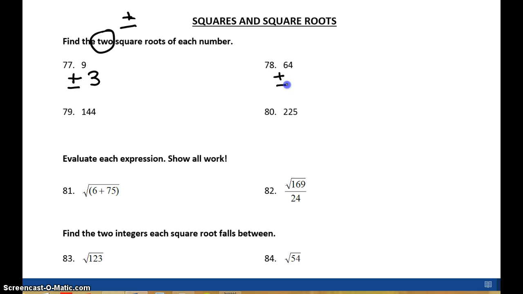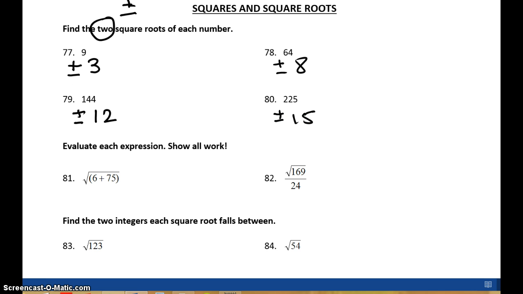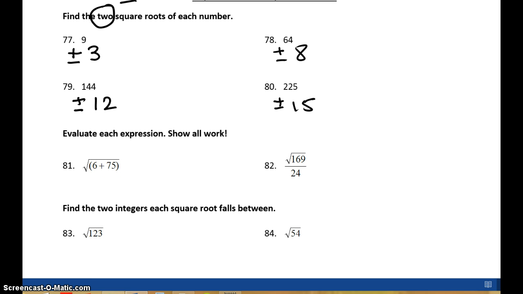78, number 78, we're talking about 64. So the square root of 64 is positive negative 8. For 144, positive negative 12. And for 80, it's going to be positive and negative 15 for my final answer there. Make sure you list both of those. There's 2 points available for each one. You make sure you talk about the negative and the positive. You can list them both out. If you don't use that symbol, that's totally okay.